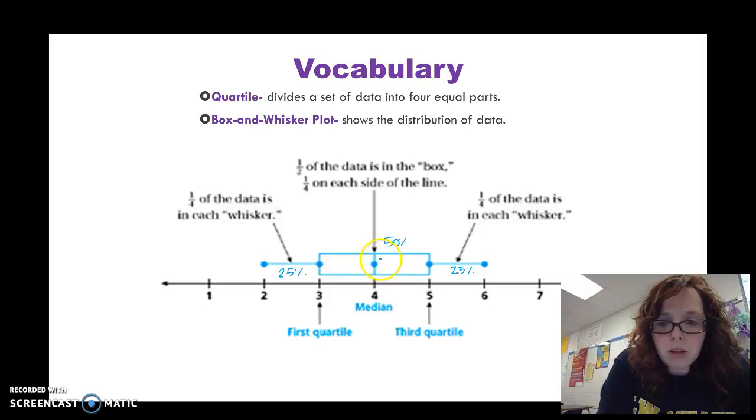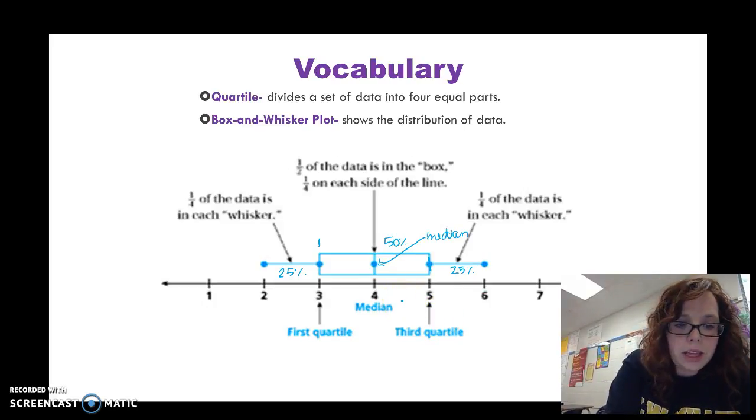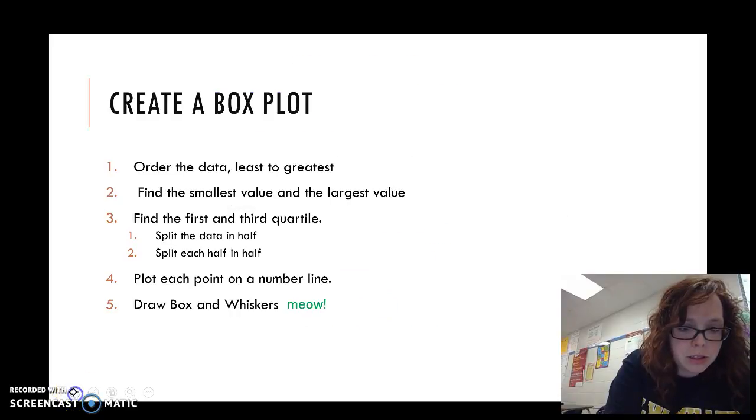So half of the data is in the middle, or 50%, and each side has 25%. This middle line here is our median. And then this piece is halfway between the median and the first number. Essentially you're taking the median of the first half of the data, and that's our first quartile. And then you're taking the median of the second half of the data, and that's our third quartile. Hopefully you'll understand better with some examples.